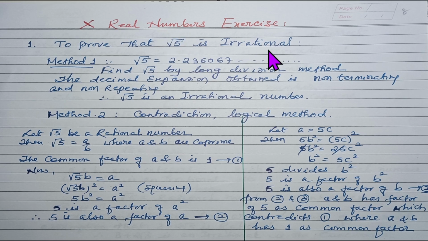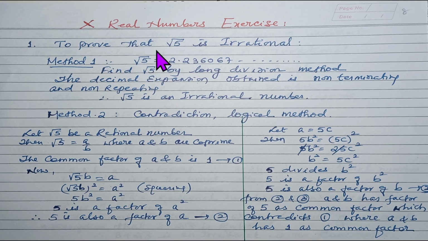Now there are different methods of proving that root 5 is irrational, and the first method is to find out the decimal expansion of root 5 by the long division method of finding the square root. You should know the method of finding the square root of non-perfect squares, which you already learnt in, I think, 8th standard, 8th CBSE class. If you have a doubt in finding out the square root of non-perfect squares, you can go through the video on square roots and squares, which is uploaded and is present in my channel.